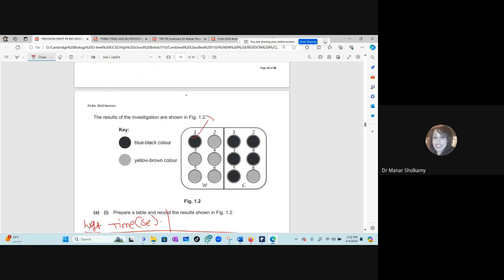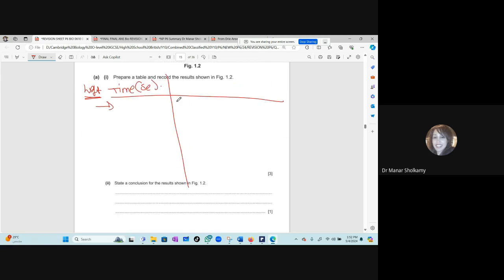So the color here, look at this. The color here was after 30 seconds, and here after 60, and here after 90. Please read the experiment carefully. Understand the experiment very well, so you don't do those small mistakes. So the time, it will be 30, 60, 90. I'm adding 30 seconds, okay? 120, 150, 180.